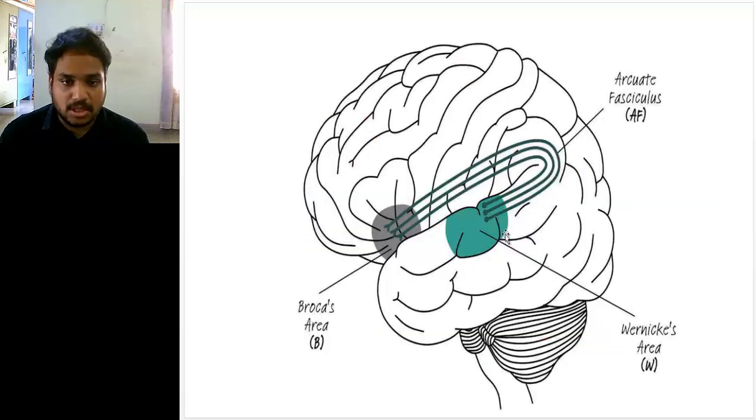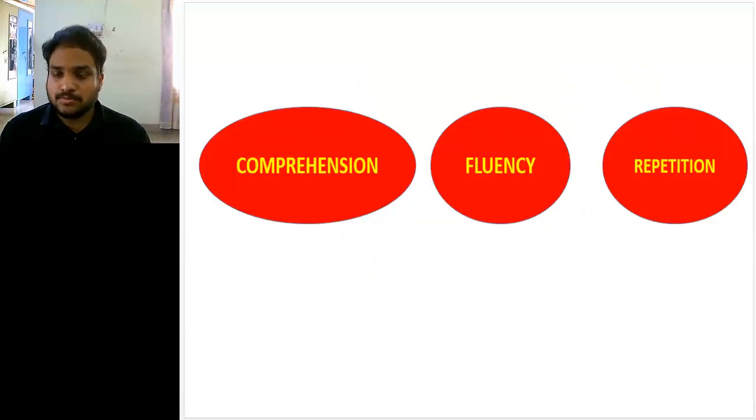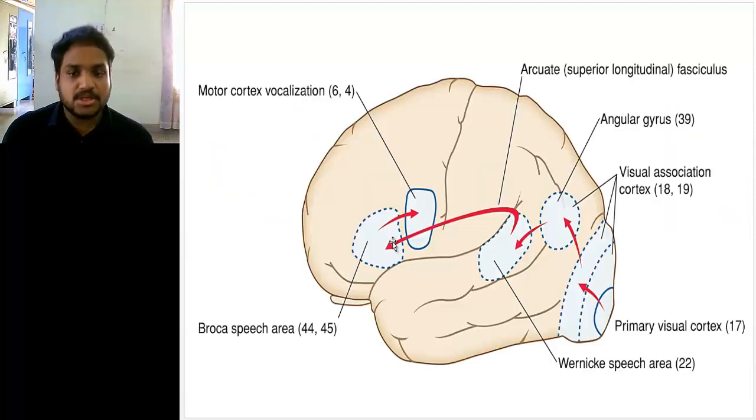The arcuate fasciculus is a bundle of nerve fibers that connect the Wernicke's area with the Broca's area, right? So the information from the Wernicke's area is transferred to the Broca's area through the arcuate fasciculus. From the Broca's area this goes to the precentral gyrus, the motor cortex, where the vocalization mechanisms are controlled, to produce the speech, right?